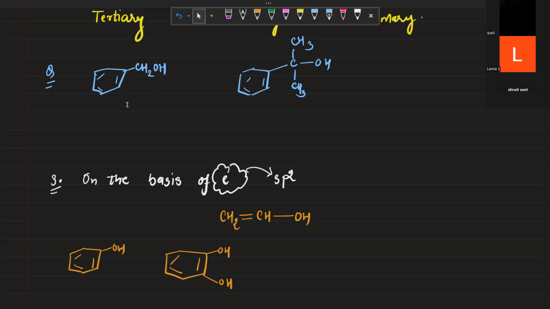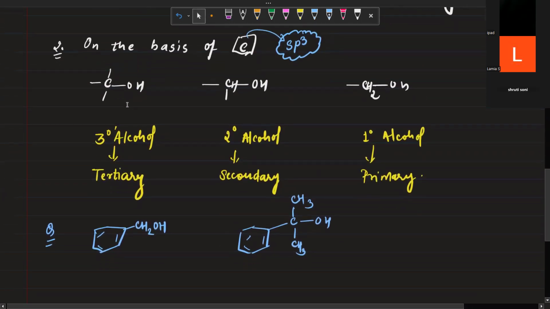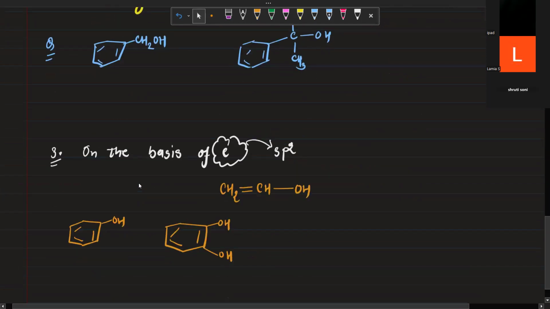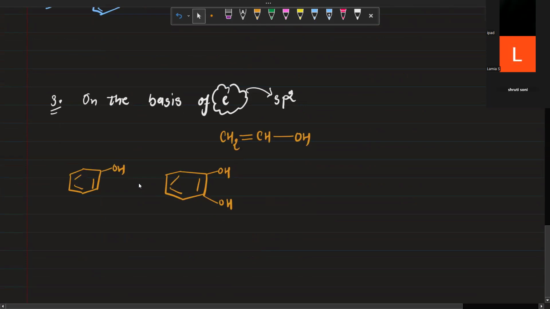So we are discussing that carbon is this part. In this part, carbon is sp3 hybridized. So what if the carbon is sp2 hybridized? Tell me, is the carbon sp2 hybridized or not? Which one? The first one? Yeah, all the carbons. Let's start with this one.